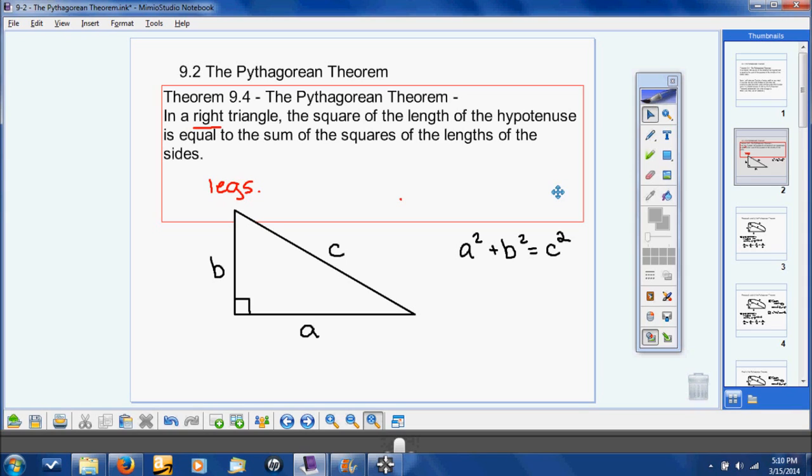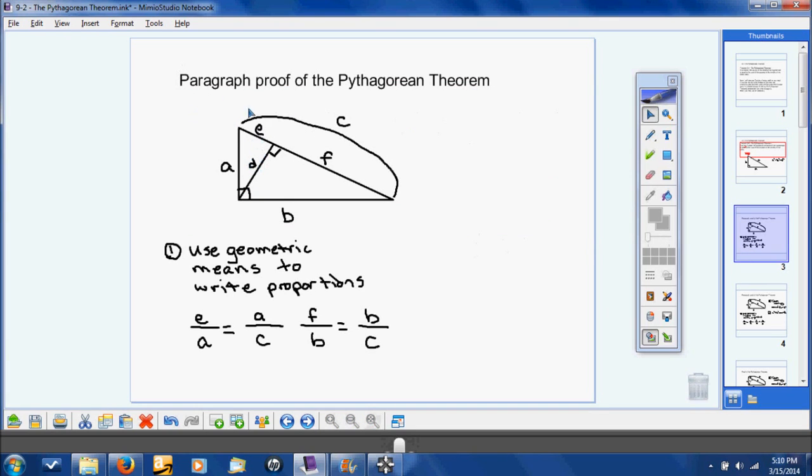Now, I am going to take a couple minutes to show you a proof. It's actually more of a paragraph proof to show you why this is true, but the way that we're going to really emphasize it is how to use it, okay? But it is useful for you to see why the Pythagorean theorem is actually true. So, paragraph proof of the Pythagorean theorem. Okay, first of all, here's A, one leg, B, another leg, and C, the hypotenuse of this big right triangle.